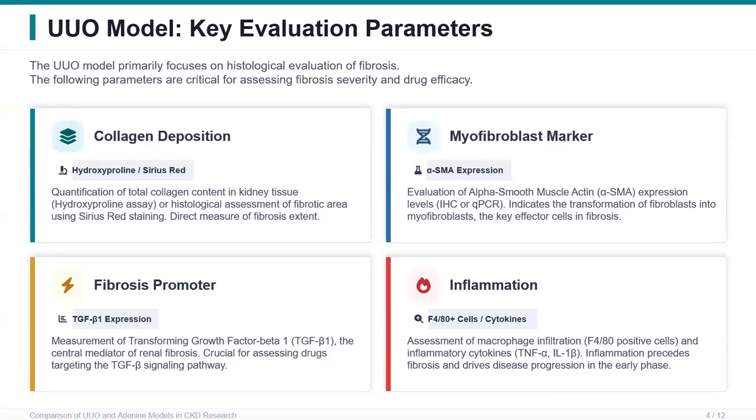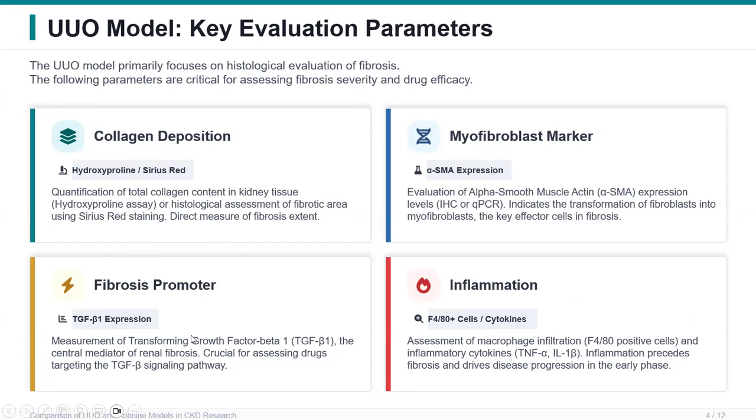Some of the key evaluation parameters in the UUO model. In this model, we focus on histopathological evaluations of fibrosis. The following parameters are critical for assessing fibrosis severity and drug efficacy. The first one is collagen deposition by hydroxyproline and Sirius red: quantification of total collagen content in kidney tissue by hydroxyproline assay, also histological assessment of fibrotic area using Sirius red staining, a direct measure of fibrosis extent.